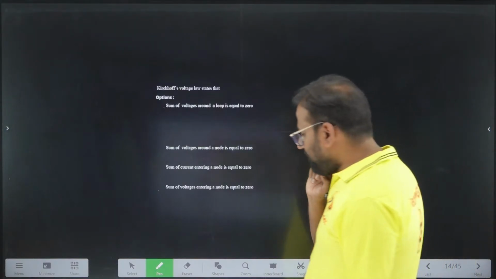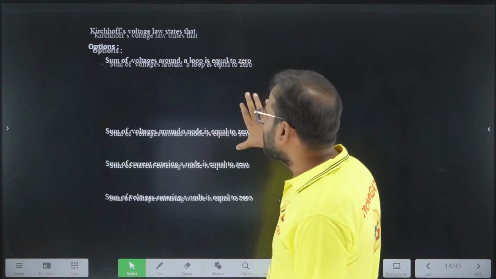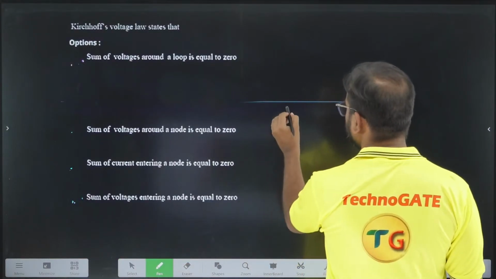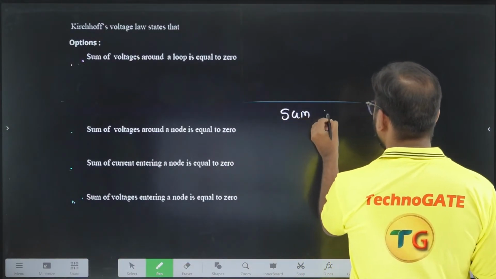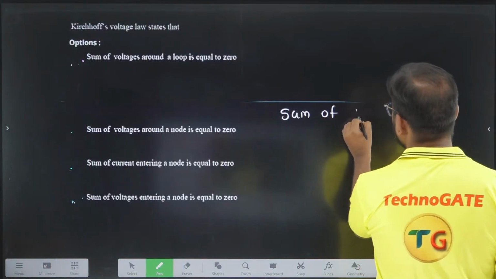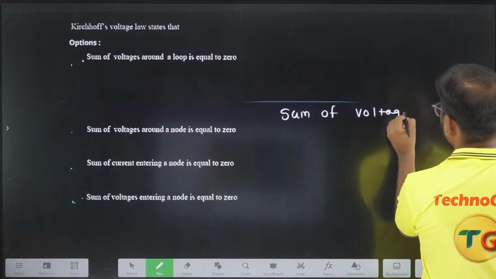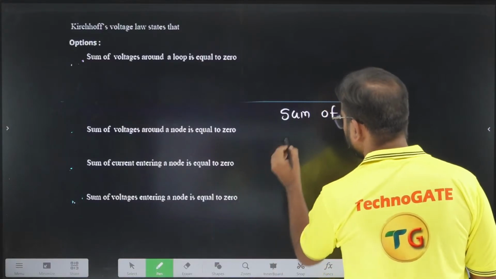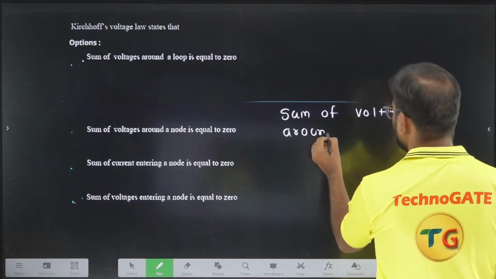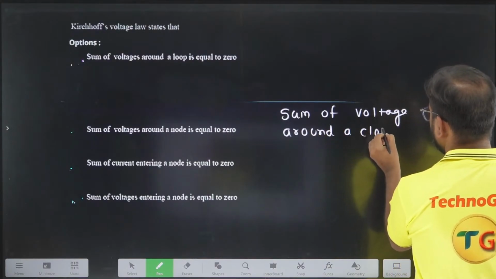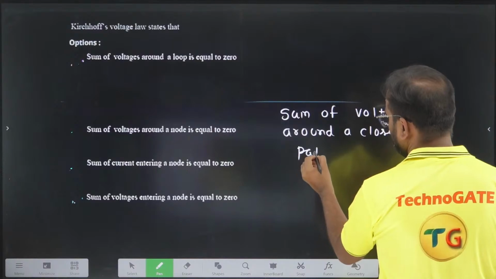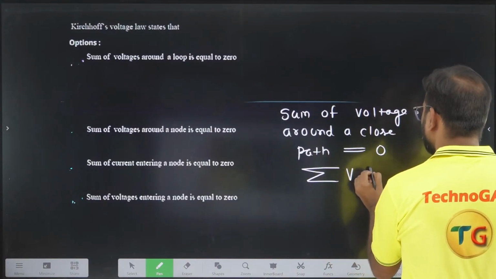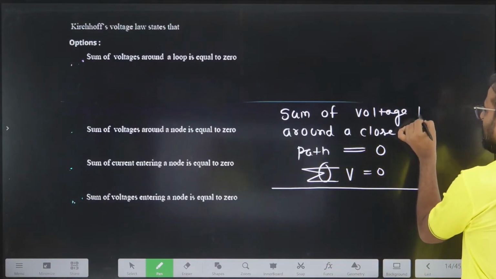Kirchhoff's law states this basic equation. What is the statement of Kirchhoff's law? Kirchhoff's law says that the sum of voltage around a closed path is equivalent to 0. Summation of voltage inside a closed path is equal to 0. This is Kirchhoff's voltage law.